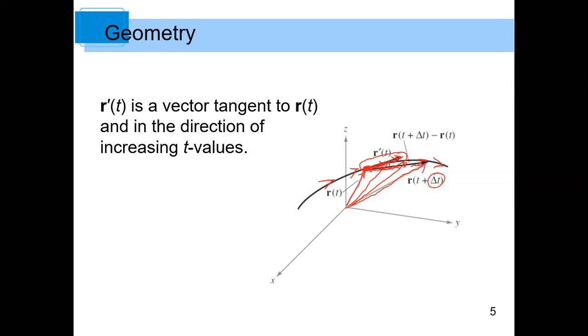Okay? R prime of t is a vector tangent to r of t and in the direction of increasing values of t. Okay? Any questions on that? So this little picture kind of captures nicely what's going on in general. Okay, but any questions on that?